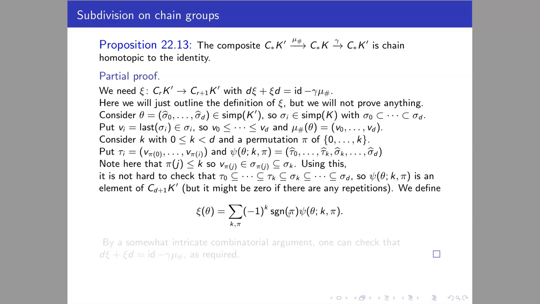So now it's meaningful to give this definition: xi of theta is the sum over all possible choices of k and all choices of pi, of minus 1 to the power k times the signature of pi times this psi theta k pi that we wrote up here. So that's a well-defined map from the groups of K prime to groups of K prime, just increasing degrees by 1. Okay. And we want to claim that if we do d xi plus xi d, that's the identity minus gamma mu hash. We're not going to prove that. It's the same kind of ingredients as stuff that we've discussed already, but just a little bit more complicated.